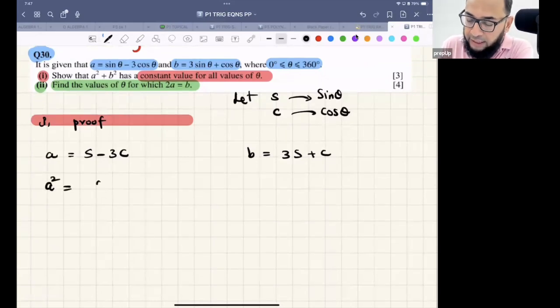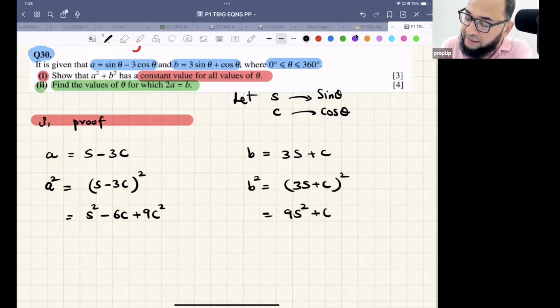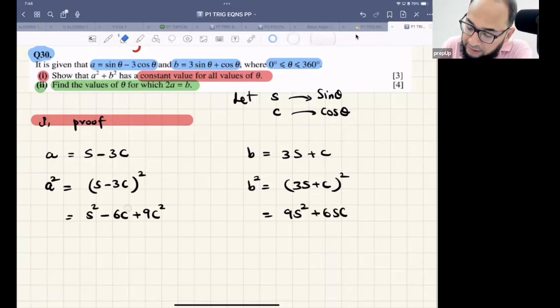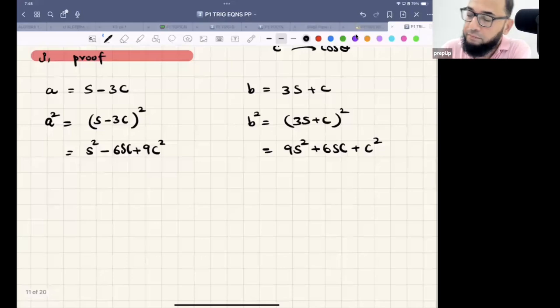A square is s minus 3c whole square, that is s square minus 6sc plus 9c square. And b square is 3s plus c whole square, which is 9s square plus 6sc, that is not c, that is sc, my bad, plus c square. I hope it's all good, all clear.